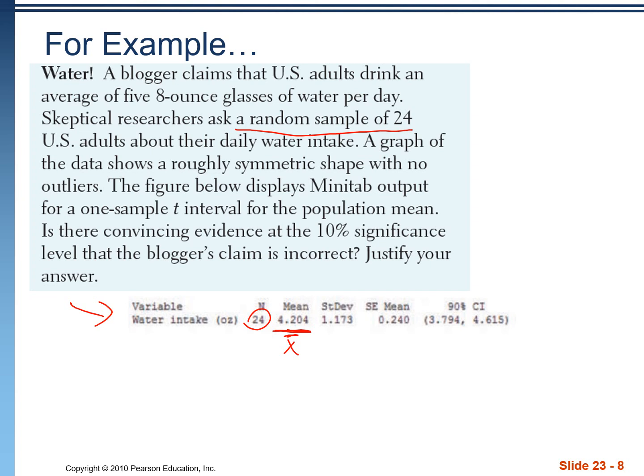Okay, it's the mean of a sample, so it's an X bar. That's the standard deviation of our sample. It gives us some extra stuff here. If we write out our hypotheses, mu would equal 5. That would be our null hypothesis. We want to see if this is correct or incorrect, so not equal to 5 is our alternative.